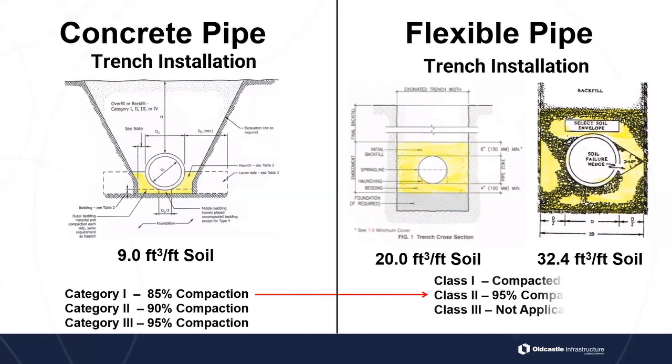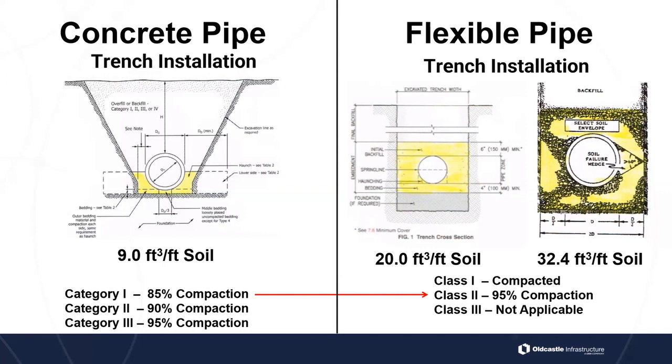Now, keep in mind that if we were to use class 1 compacted, right, that's your super soil. But if we're using a category 1 in concrete pipe, it only needs to be installed to 85% compaction in concrete. But for flexible pipe, it's the same soil, that A1, A3 AASHTO soil. It needs to be compacted to 95% compaction.